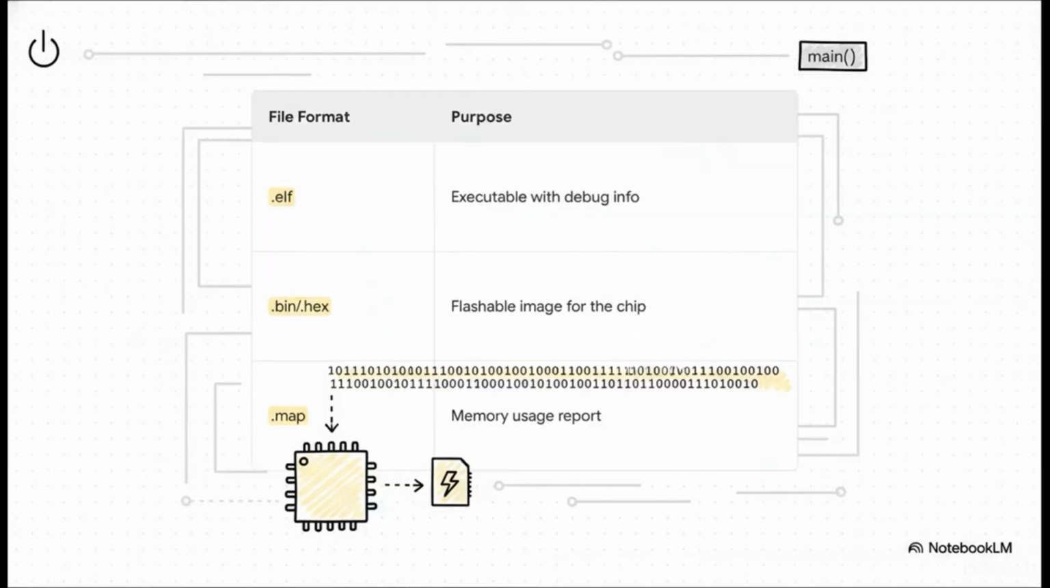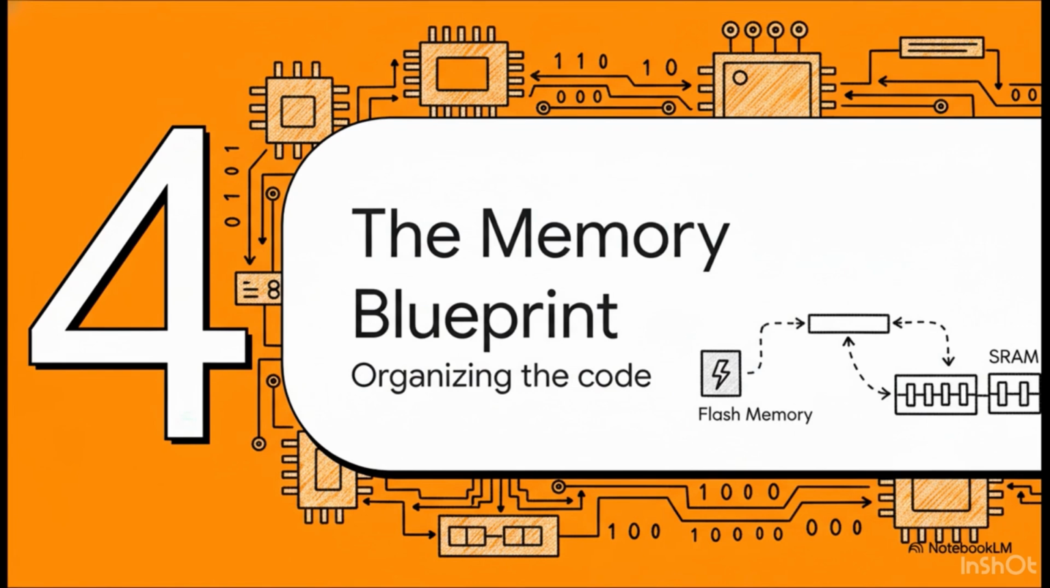And at the very end of that assembly line, we get a few key files. The one we really care about is the .bin or .hex file. Now, this is not a program you can run on your computer. It is the raw binary image, just a pure sequence of ones and zeros that we are going to flash or write directly onto the microcontroller's flash memory. But hang on a second. How does the toolchain know where to put all those ones and zeros? I mean, where in the memory do they go?